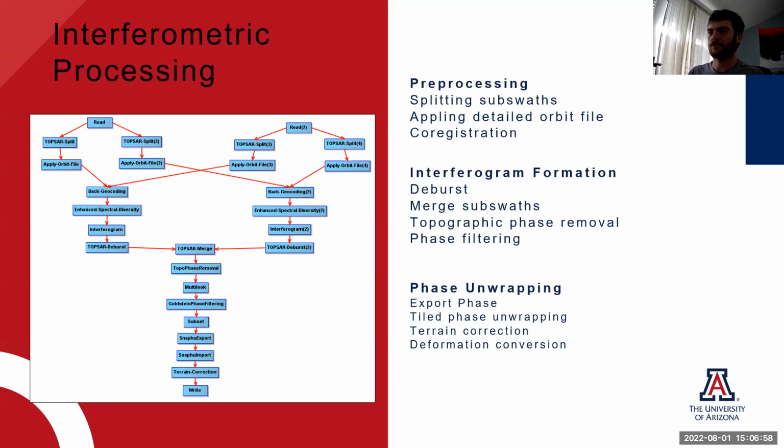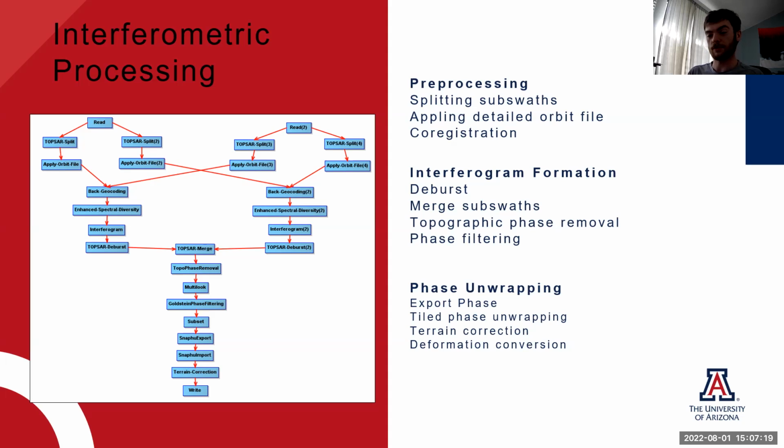So to do that, we have this long list of processes that we're going to go through. This is all done in a software called SNAP, which stands for the Sentinel Application Platform. It is provided free by the European Space Agency, and its primary use is in interferometric processing.